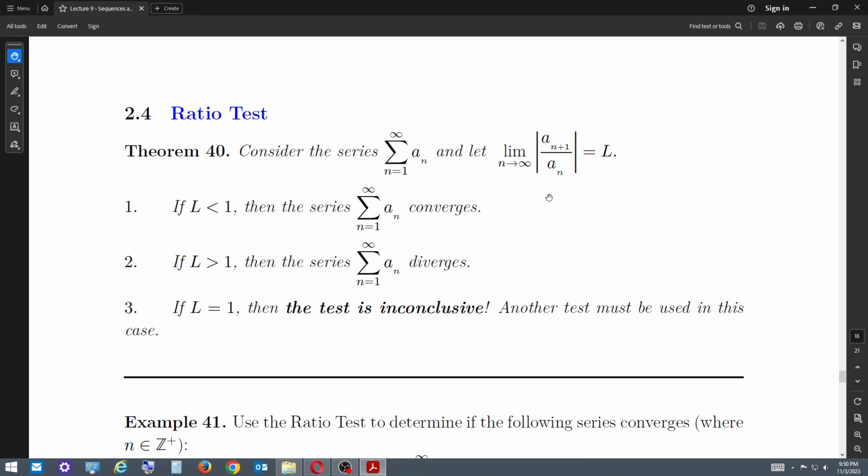Alright, now if this limit L is less than 1, for example, let's say it's a half, or 0, or a quarter, something like that, then the series converges automatically. If it's bigger than 1, then it diverges. It doesn't matter whether this is 2, 3, 4, or if it's infinity, it doesn't matter. It diverges. And if it's equal to 1, the test fails. So you have to be careful here. If you ever get this limit being 1, then you have to use a different test to figure out what it is, which means you'll have to go to the comparison or the limit comparison test.